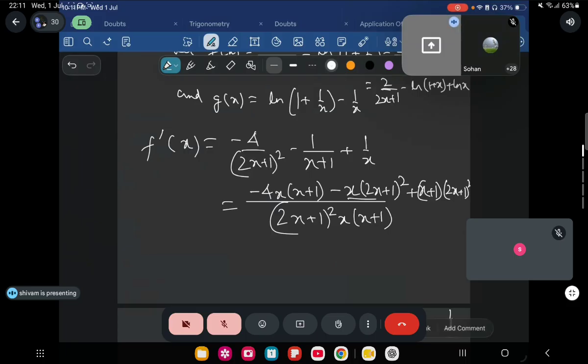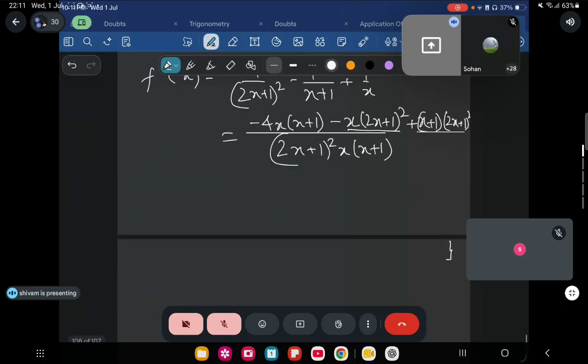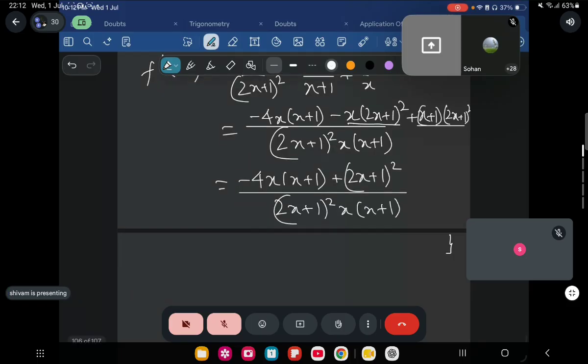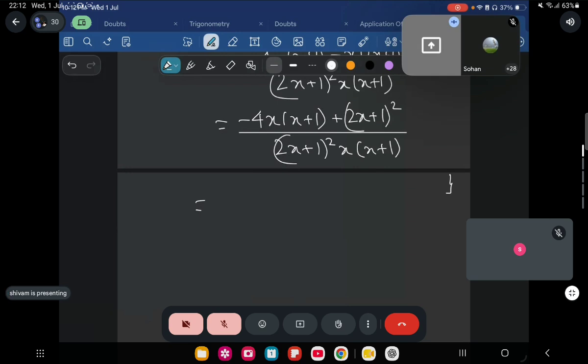Let's see, x into 2x plus 1 whole square, and over here, x plus 1 into 2x plus 1 whole square. If I subtract, this will become only 2x plus 1 whole square. Can you understand? So it will become minus 4x into x plus 1 plus 2x plus 1 whole square in the numerator, divided by 2x plus 1 whole square into x plus 1.